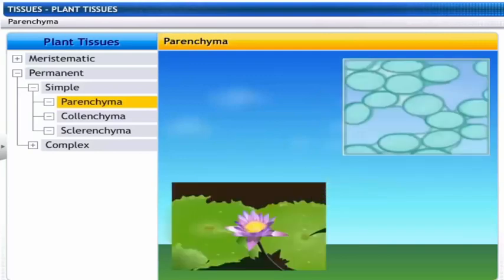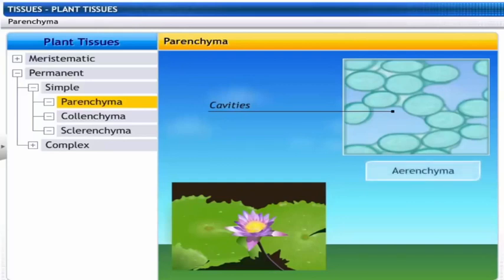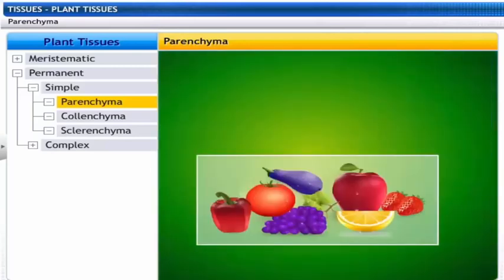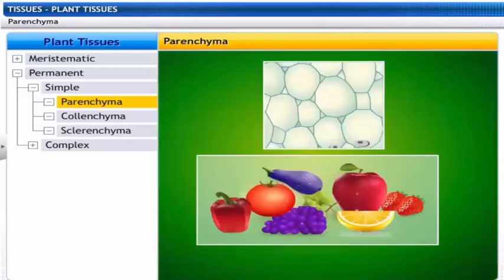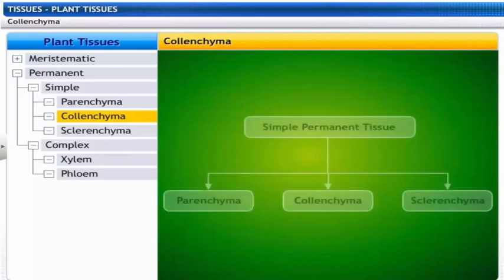In aquatic plants, parenchymatous cells contain large air cavities that help in buoyancy and are called aerenchyma. Parenchymatous cells in fruits and vegetables are filled with starch, which help in food storage.